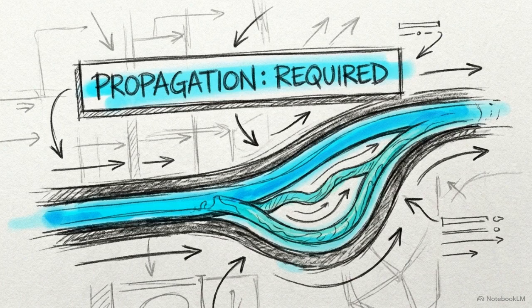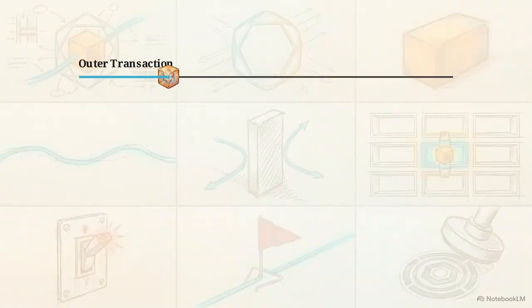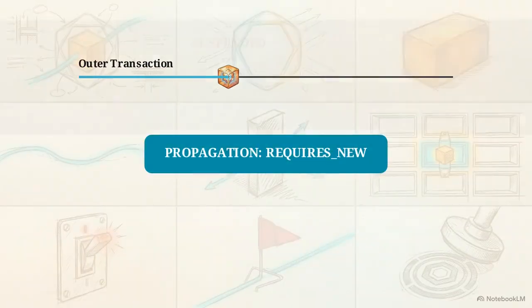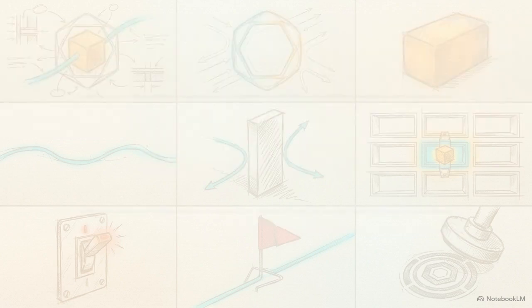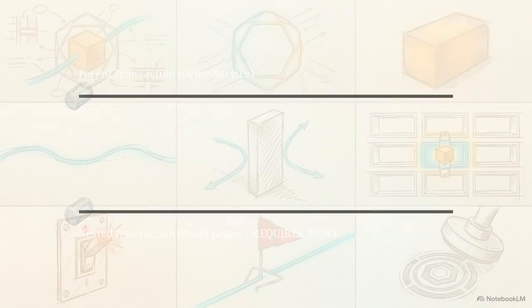This instructs the incoming execution path to join an active physical transaction or initialize a new one if empty. We contrast this with requires new, which creates a strict isolation boundary. It suspends the outer transaction entirely and opens a completely independent physical connection. Look at these two parallel execution lanes. This illustrates a primary failure vector, combining requires new with improper exception handling.